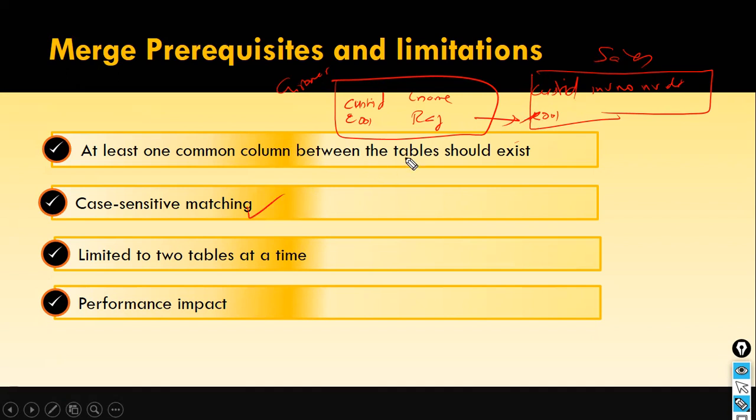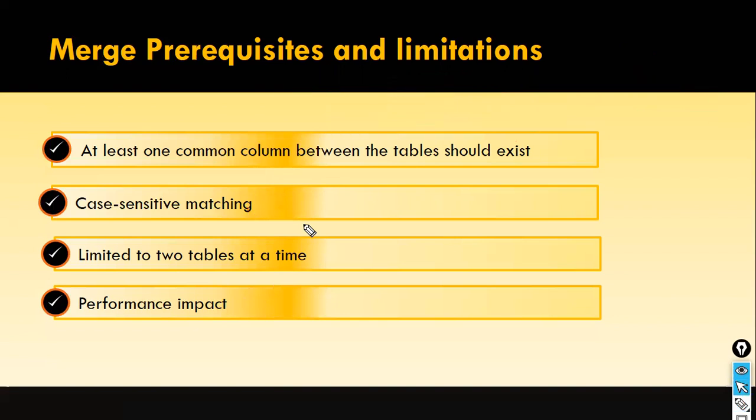Okay. And the limit of 2 tables at a time. In Power Query Editor, you can perform the merge option only for 2 tables at a time. You cannot merge more than 2 tables at a time. Next one is performance impact. Obviously, whenever you perform a merge or join operation, it will be a bit slow.